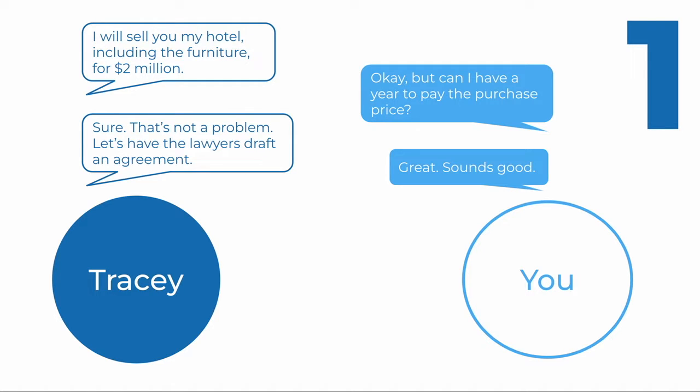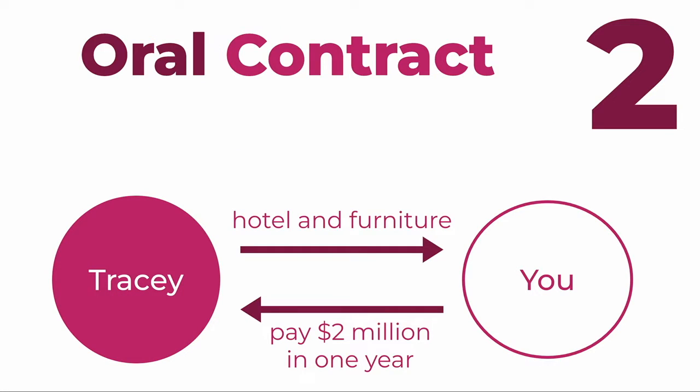If we were to just look at it now, you are agreeing to buy my hotel with all of its furniture for the price of $2 million. You're going to have a year to pay it off. That's the oral agreement that we entered into. And so we can see it there laid out here, the oral contract between me and you. I'm giving you the hotel with the furniture, and you're going to pay me $2 million over the course of 1 year. You have to pay it off.